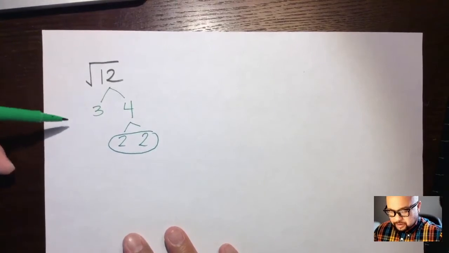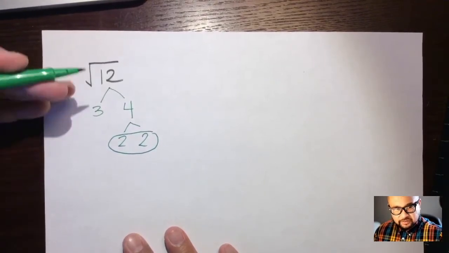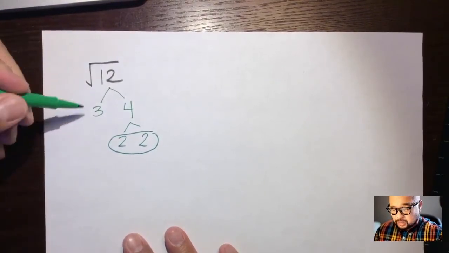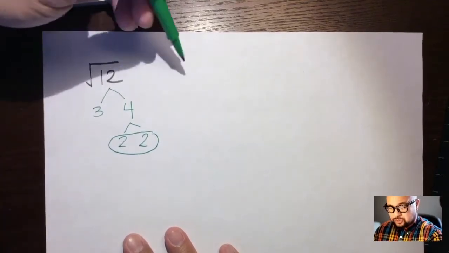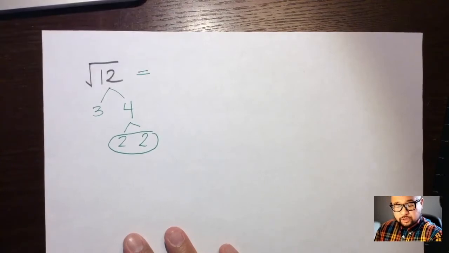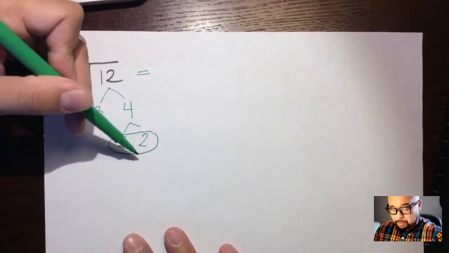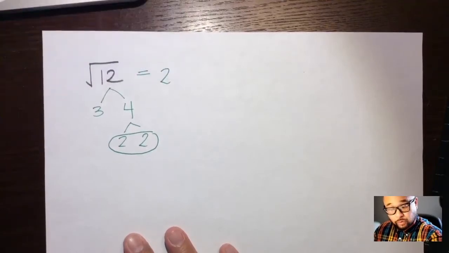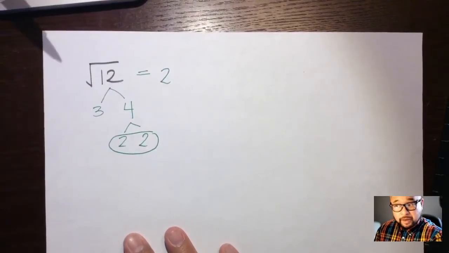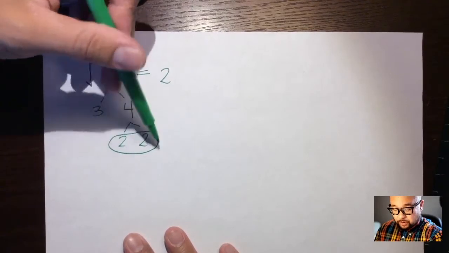Are there any other pairs of numbers? No, this is a single 3. There aren't any other pairs. There isn't another 3 to make this a pair. So we just have that pair of 2s. So the square root of 12 would be, we have 1 pair of 2s, so we're just going to write 2, because we have 1 pair. This represents that 1 pair.